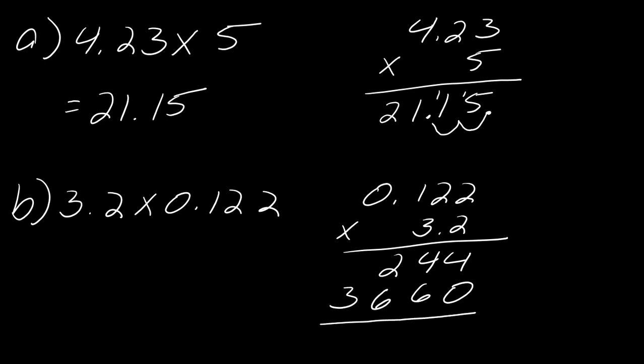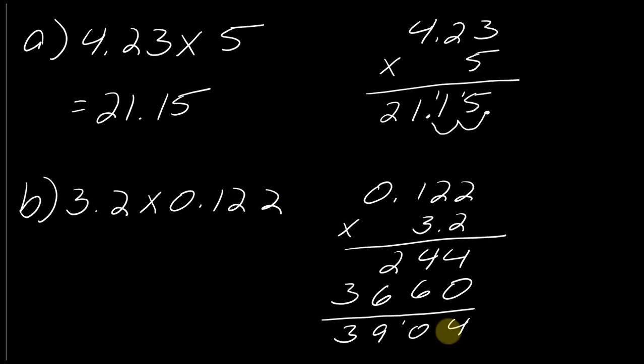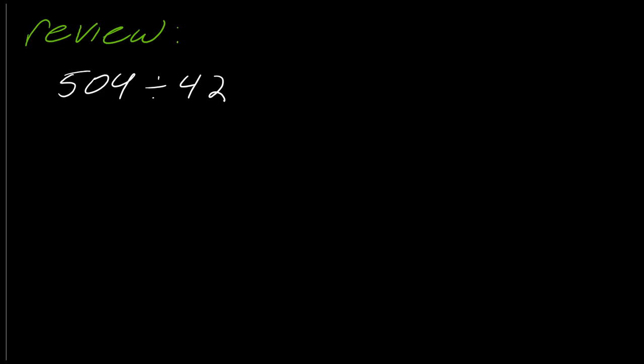So I'll add these together. So this is 4, 10, 9, and 3. Okay, so now I count how many decimal spots I've got. There's 1, 2, 3, 4. So I pretend I have a decimal here. I go 1, 2, 3, 4. So this is going to be 0.3904. So 0.3904.